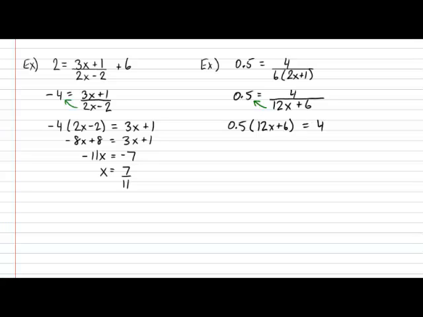And now simple algebra takes over. Distributing the 0.5, we get 6x plus 3 is equal to 4. Shifting the plus 3 over, we get 6x is equal to 1. And finally, dividing both sides by 6 gives us a final result of x equals 1 over 6.